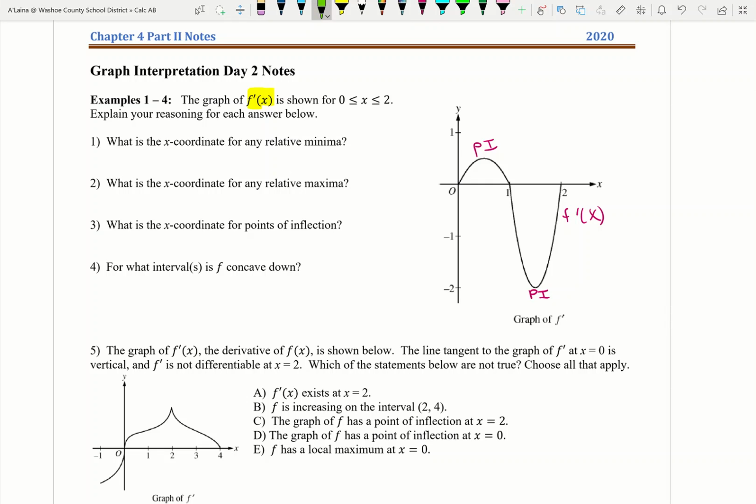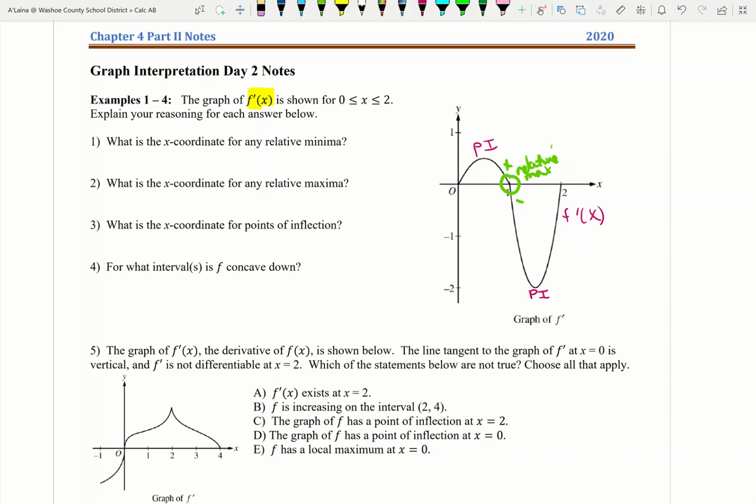Wherever we cross the x-axis, or t-axis, in this case it's x, will be a relative extrema. If we cross from positive to negative, then we have a relative max. And if we cross from negative to positive, we'd have a relative min. If we touch the x-axis but don't cross, it's a critical value but not a relative extrema.